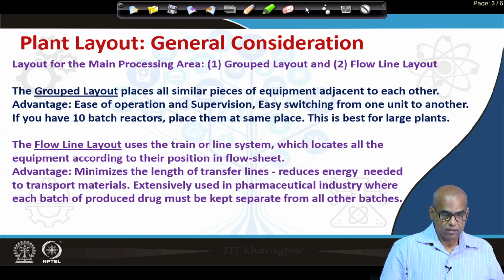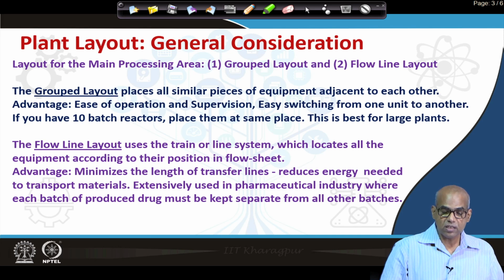On the other hand, the flow line layout scheme uses the train or line system which locates all the equipment according to their position in the flow sheet that you have designed. So, what is the advantage here? It minimizes the length of transfer lines and thereby it reduces energy needed to transport materials.